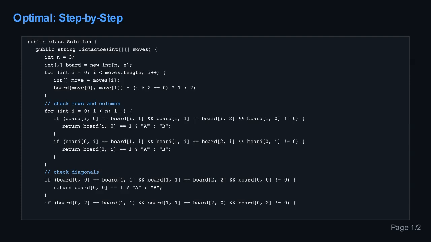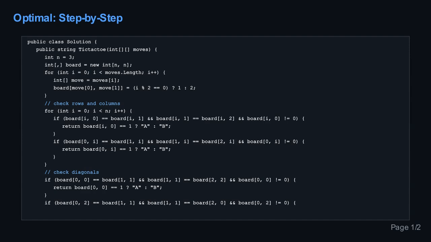Moves 0 0, 2 0, 1 1, 2 1, 2 2. Initializing row counts, column counts, and diagonal sums to 0. First move, 0 0 by player A. Add 1 to rows at 0, columns at 0, and the main diagonal. Next, 2 0 by player B, subtract 1 from rows at 2 and columns at 0.